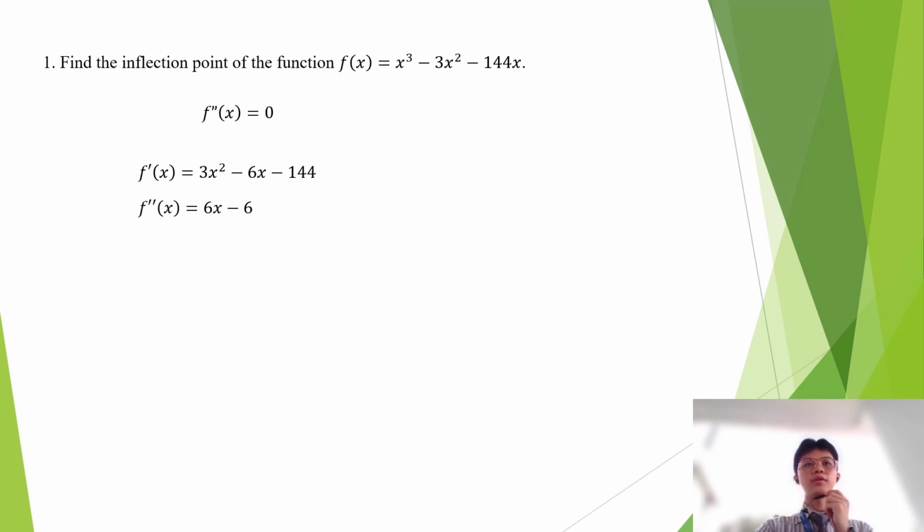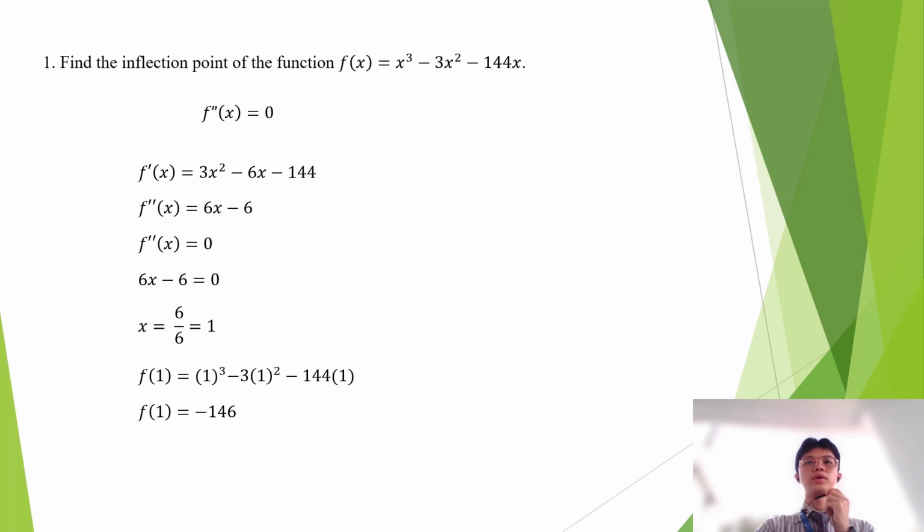Then with the second derivative of f(x), we get 6x minus 6. Next, we set the second derivative of f(x) equal to 0, so we get x equal to 1. Last, we substitute x equal to 1 in the function, so we get negative 146. That's all. We get the inflection point where x is 1 and y is negative 146.